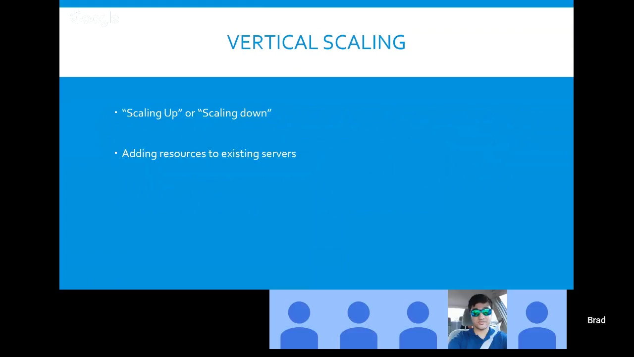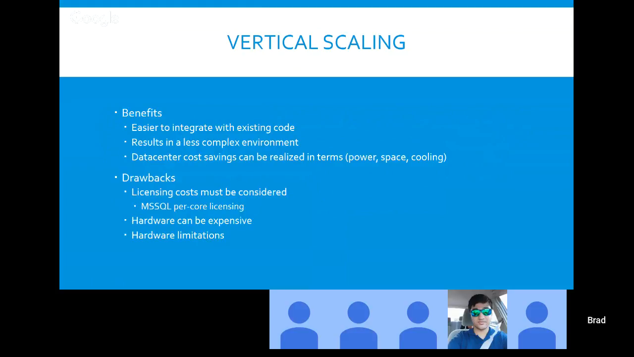There are some benefits associated with vertical scaling. It tends to be easier to integrate with existing code. What I mean is, if you were to scale up a database server, there wouldn't be a lot of rework, or virtually any rework needed from the development side for that code to access the instance, the database.